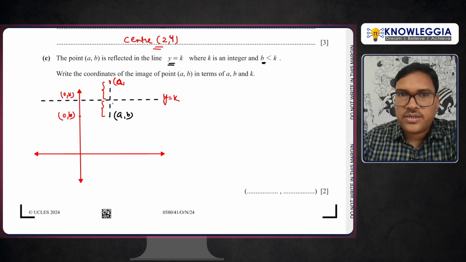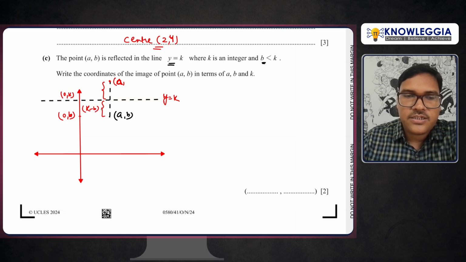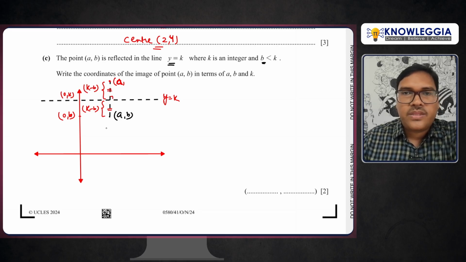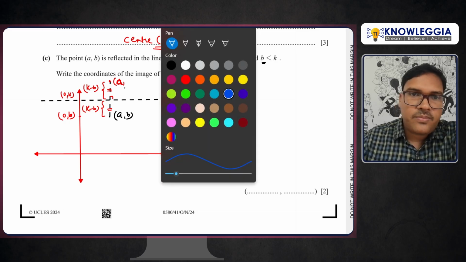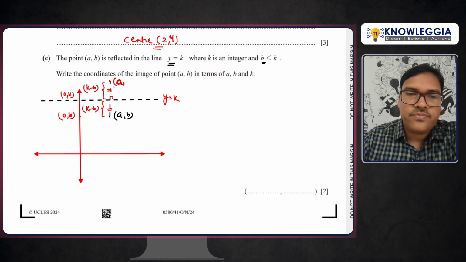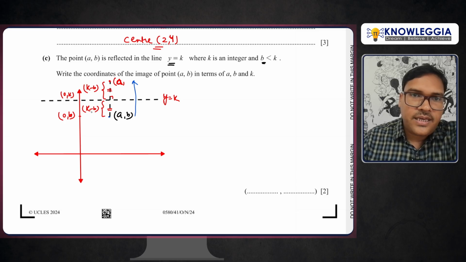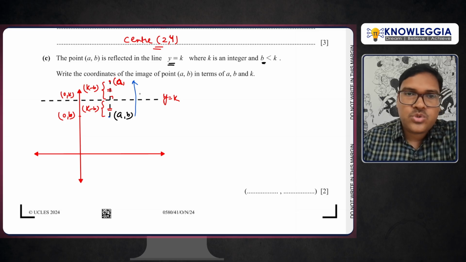But how will you get the y coordinate? So you can see what is this distance? This is k minus b. This distance has to be k minus b because in a mirror image, these two distances will be equal. Now, if this is k minus b, how can you get the coordinate of this? You can see this is a comma b. How much distance will you go above? You can see k minus b plus k minus b.